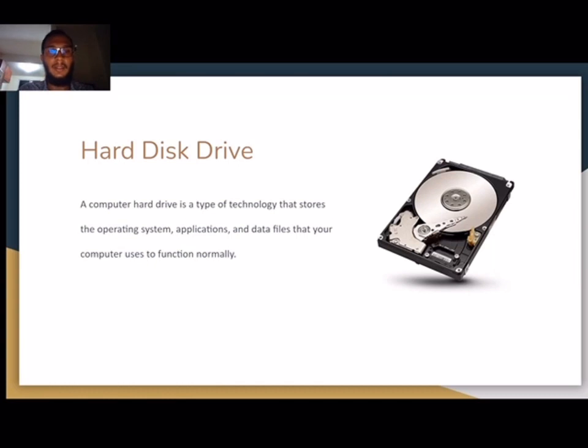A computer hard drive is a type of technology that stores the operating system, applications, and data files that your computer uses to function normally. On the left, you see an example of a hard disk drive.